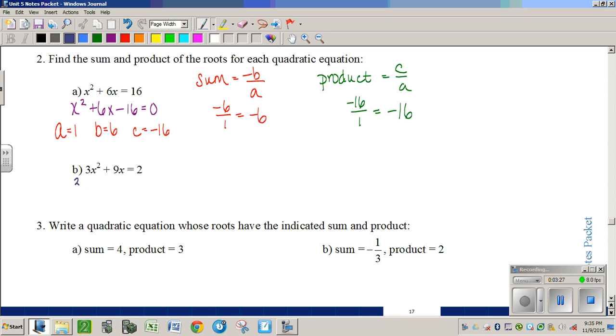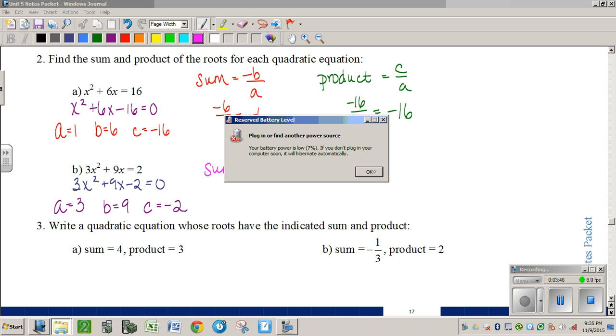Alright, next one, put it in standard form. 3x squared plus 9x minus 2 is equal to 0. Identify that a, b, and c. So a is 3. B is 9, and c is negative 2. So the sum of my roots, not having any idea what they are.